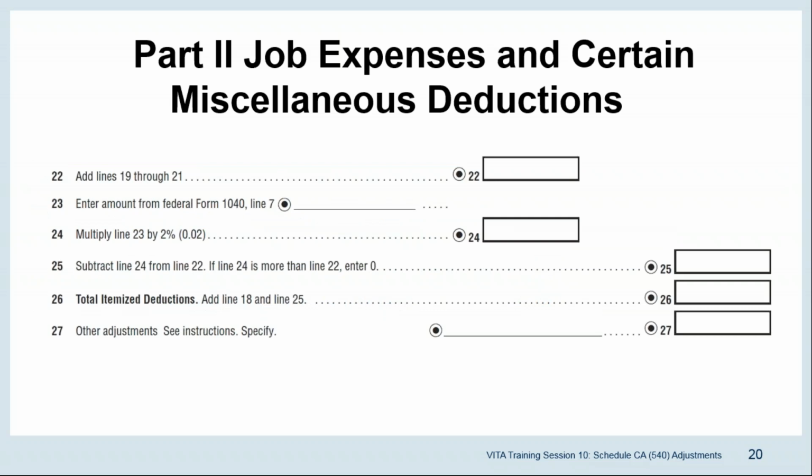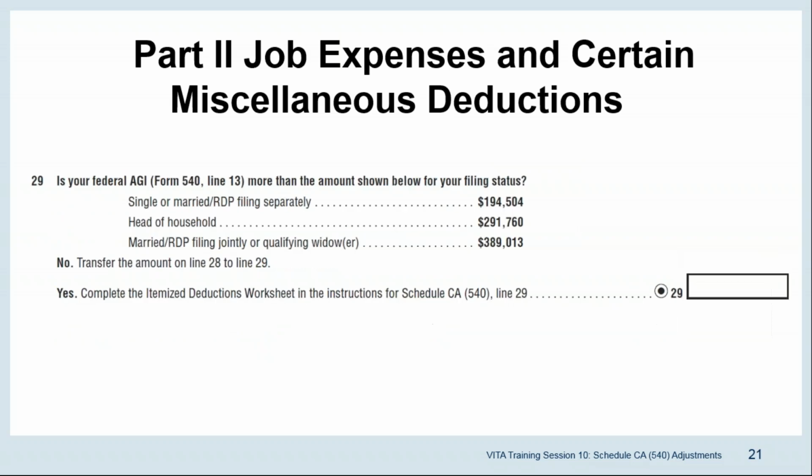Line 27, other adjustments. Please refer to the Schedule CA 540 instructions for more information, since this is where you will put less common deductions such as adoption-related expenses, mortgage interest credit, and non-taxable income expenses. These are other allowed expenses not subject to the 2% floor.